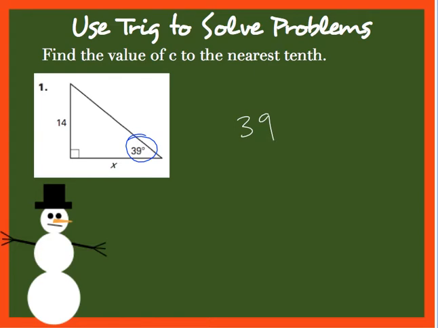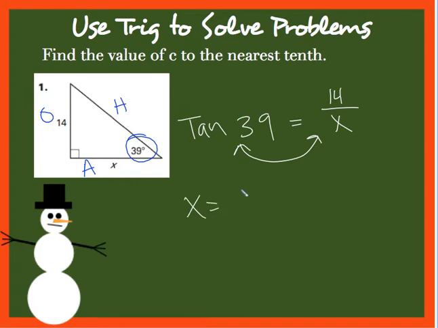Then you've got to decide on your trig ratio. We've got the opposite side and the adjacent side. Now, this is the hypotenuse, but that's not what we're looking for, nor is it the one we're given, so it's not useful. So opposite and adjacent is tangent. Tangent is opposite over adjacent. And when the variable's on bottom, you switch and divide. So you get x equals 14 divided by the tangent of 39. And you get 17.3.